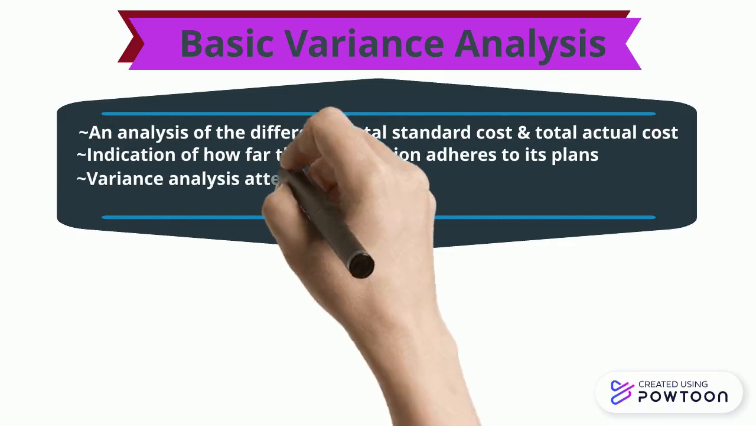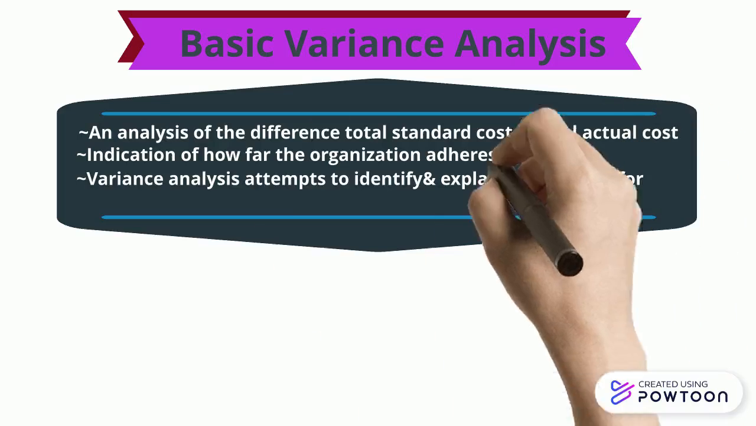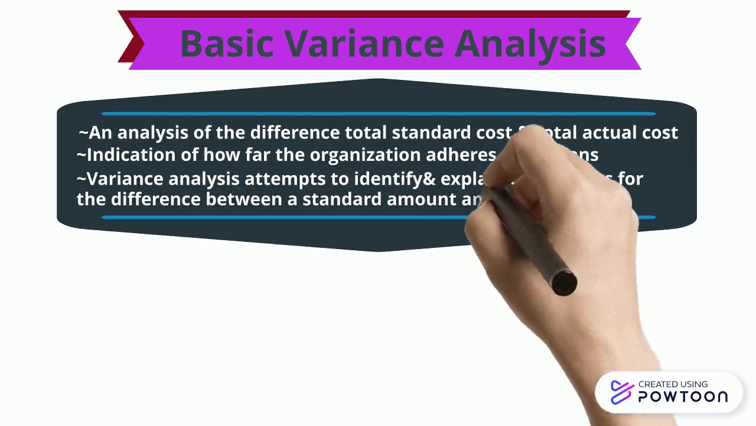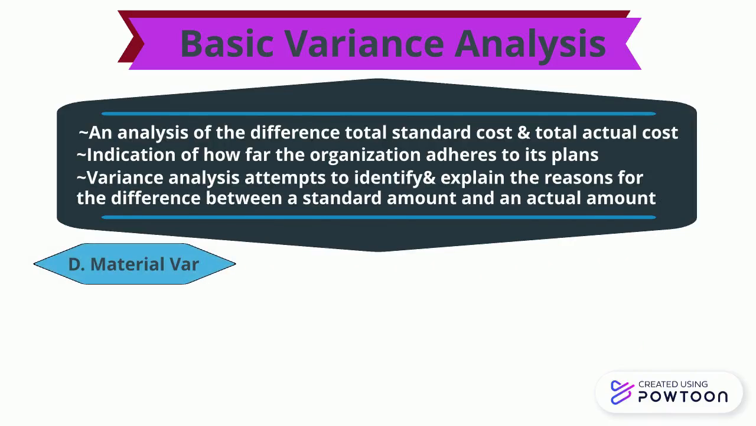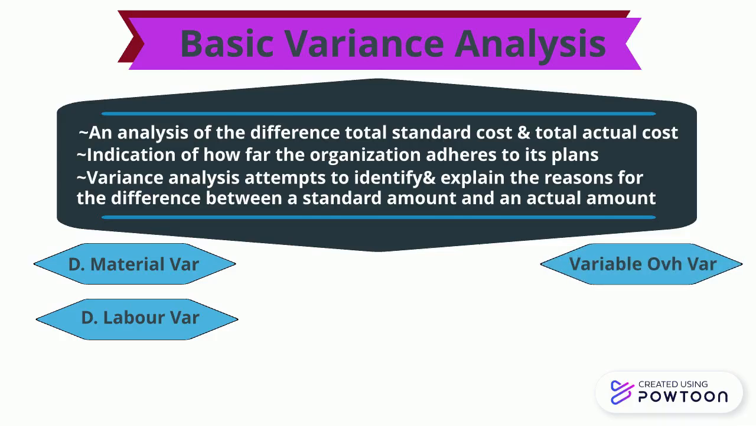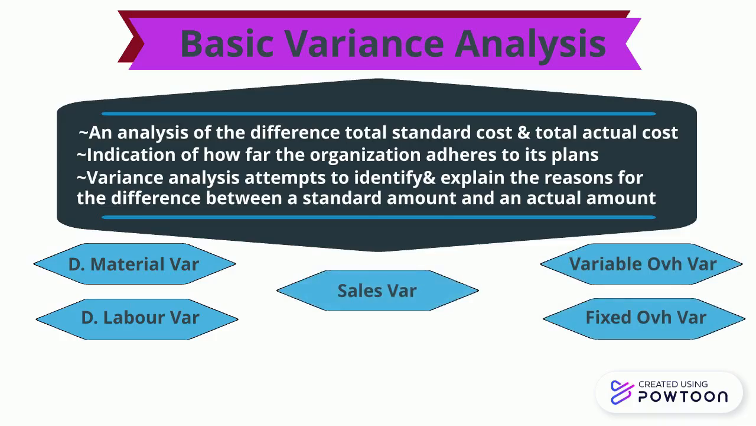Variance analysis attempts to identify and explain the reason for the difference between a standard amount and an actual amount. It consists of direct material variance, direct labor variance, variable production overhead variance, fixed production overhead variance, and sales.